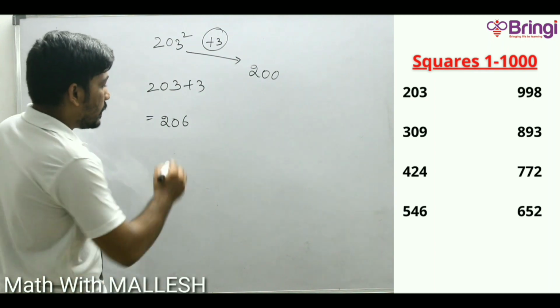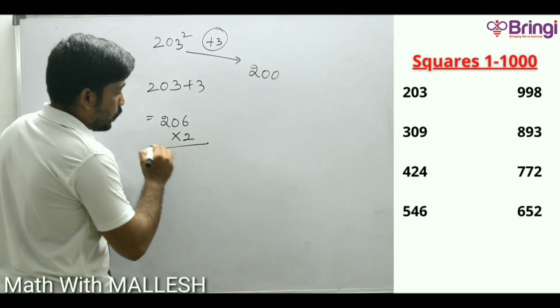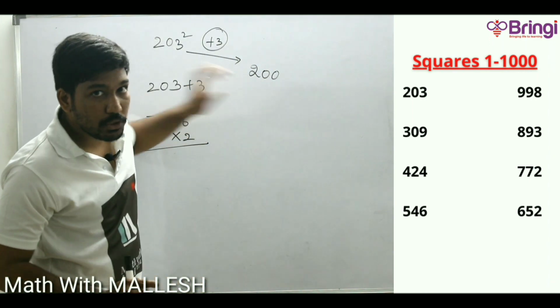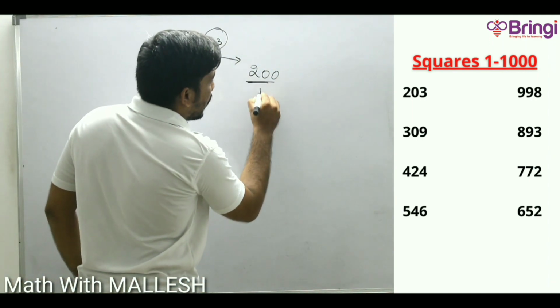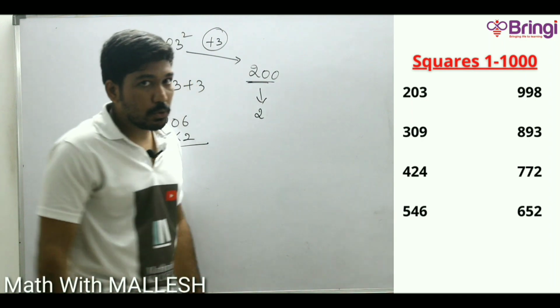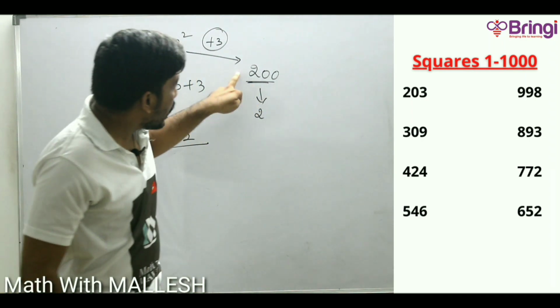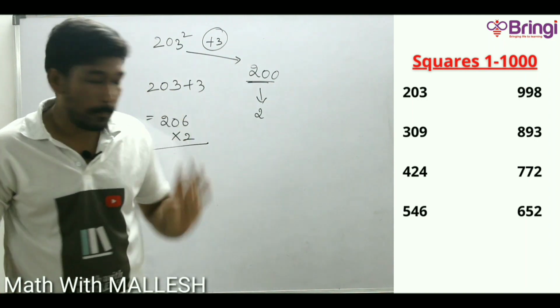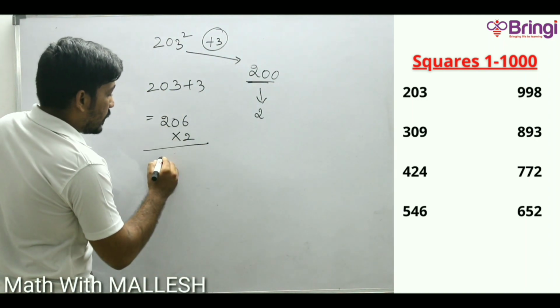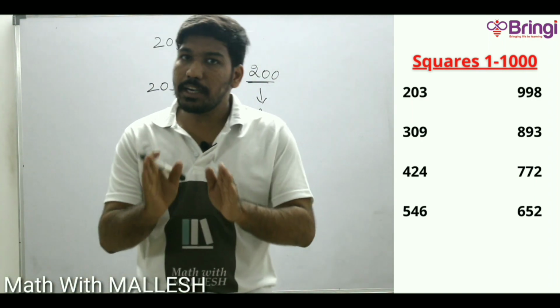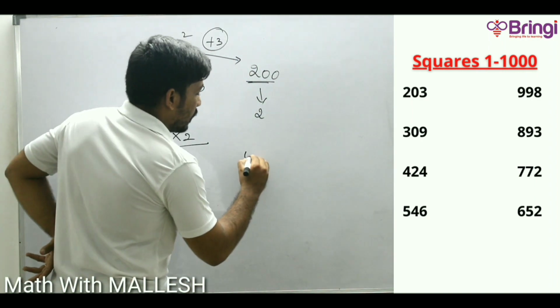Now the next step is multiply with the 2. Why are we multiplying with the 2? Because here the base is 200. If the base is 200, you have to multiply with 2. And if the base is 300, you have to multiply with 3. If the base is 400, you have to multiply with 4. So 206 into 2 is 412. Clear? 412 completed.